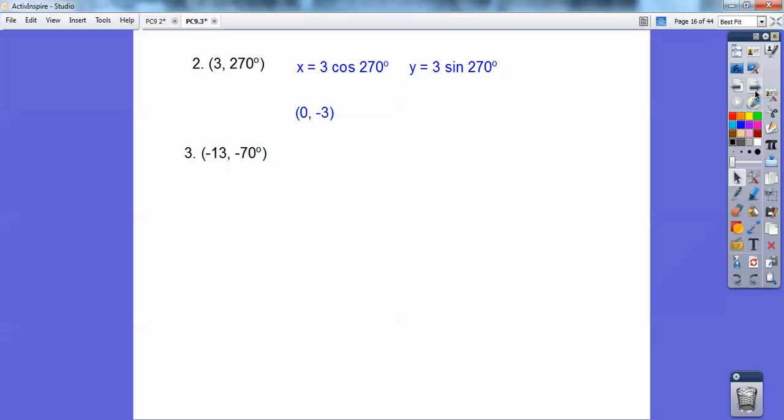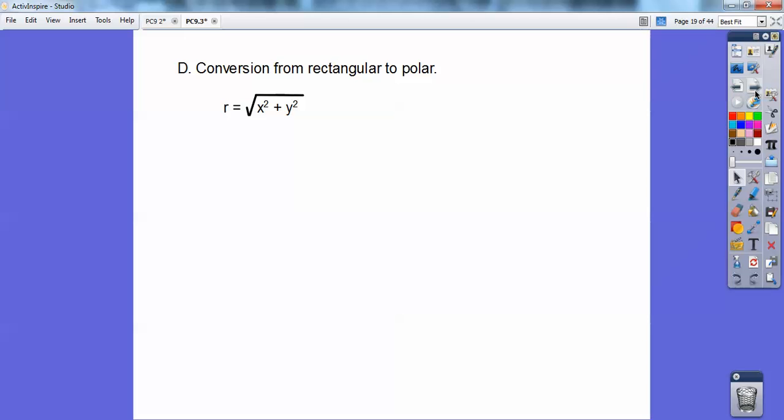So x equals negative 13 cosine of negative 70, and y equals negative 13 sine of negative 70. And you should get negative 4.45 and 12.22. Okay, conversion from rectangular to polar. This one's a little bit harder, but it's not that bad.